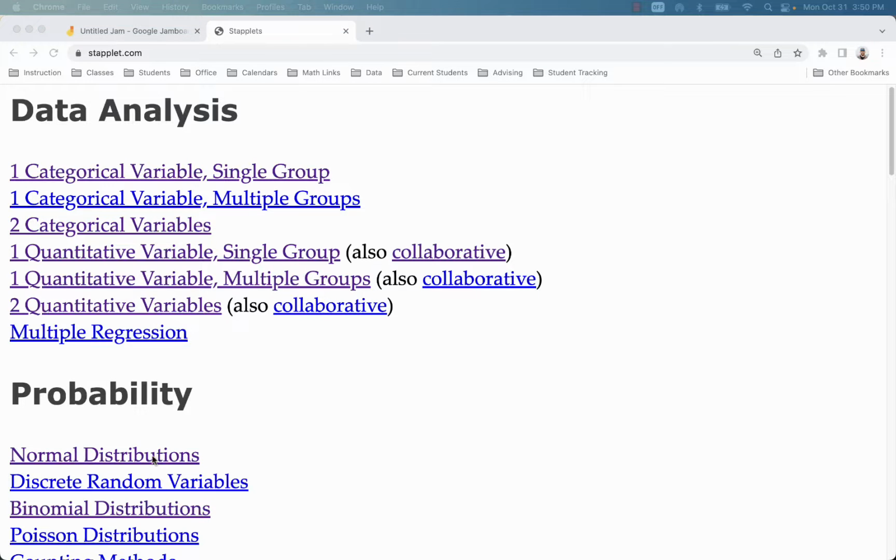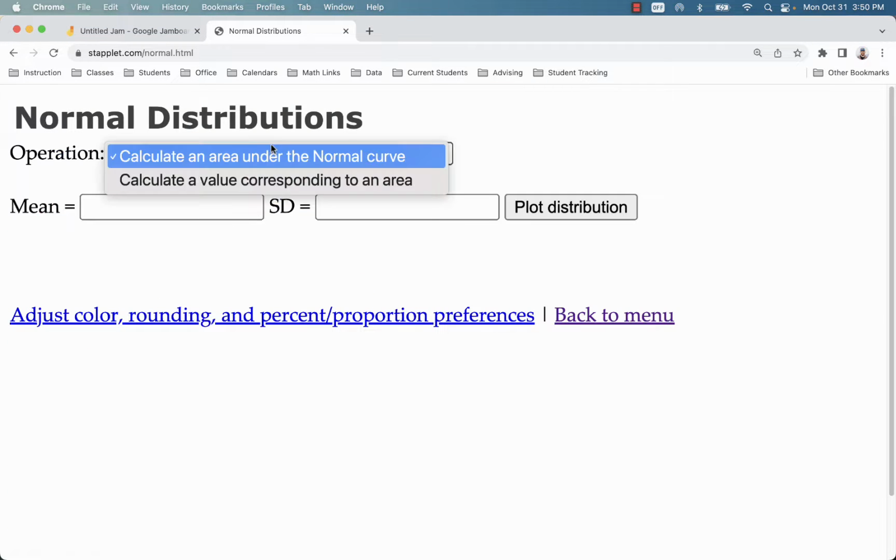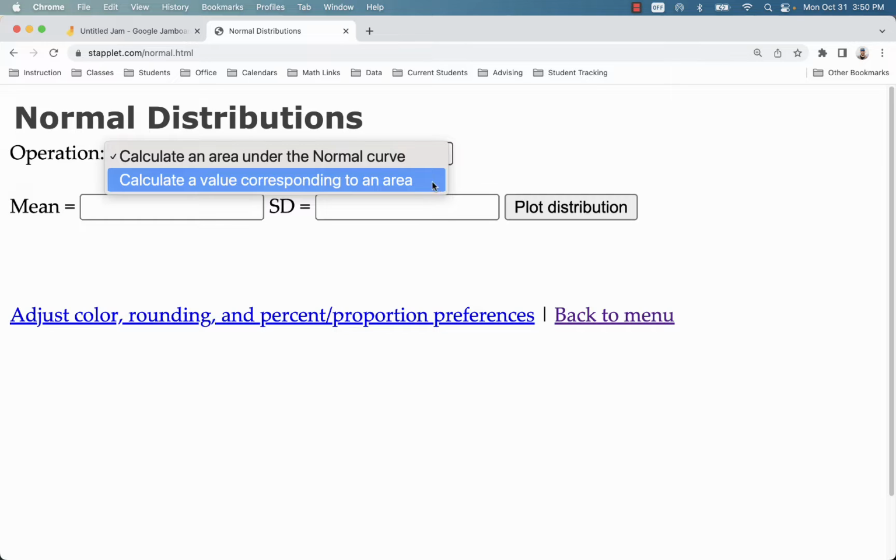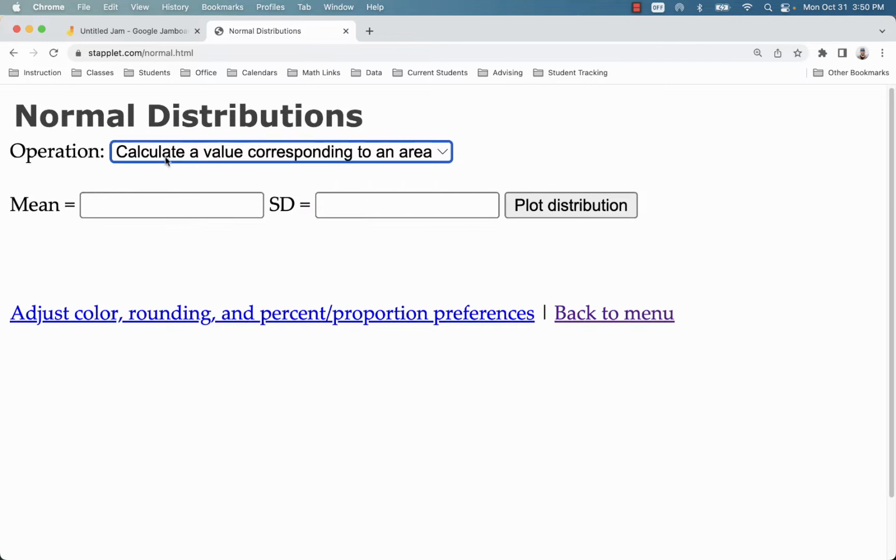In this problem, I'm going to use a normal distribution to find the value corresponding to a given area. This will be important anytime you start with a percentage or percentile and you want to figure out what cutoff or what value is at the boundary of that region.